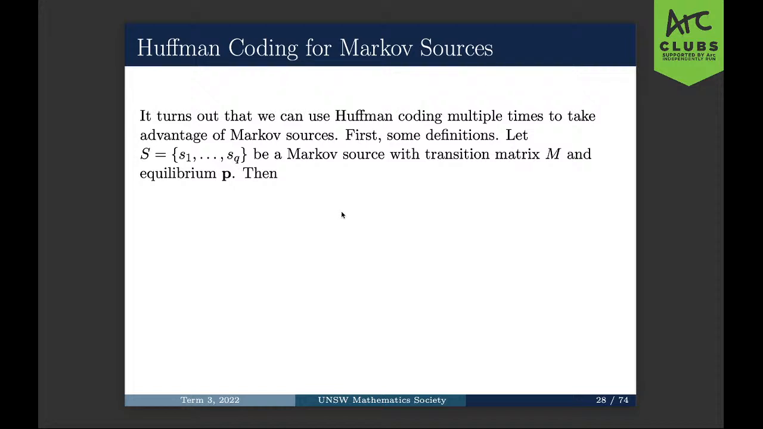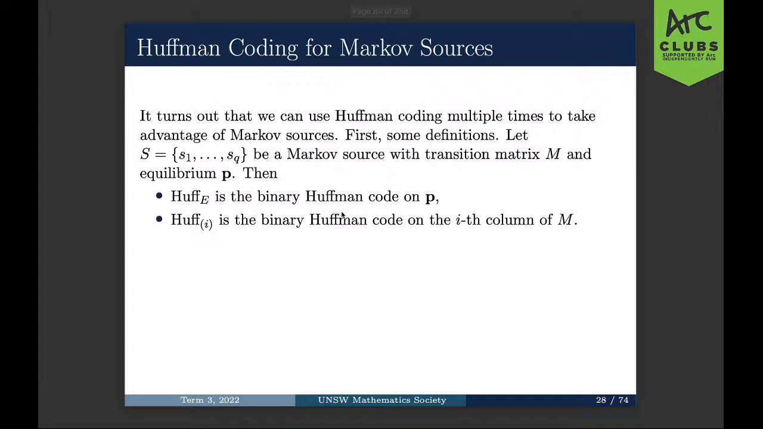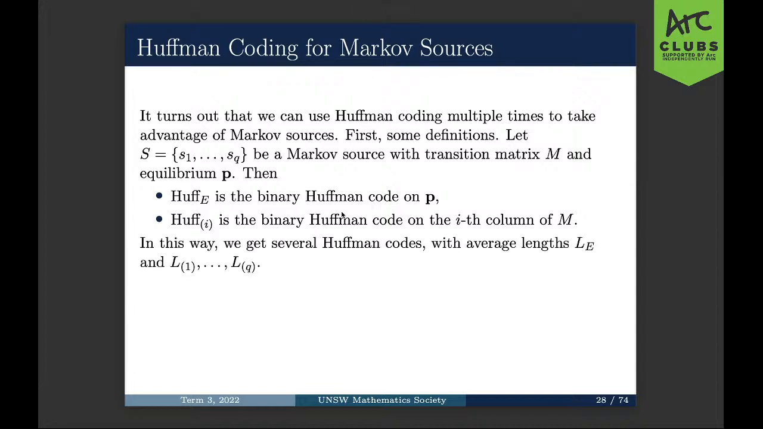If we let S be the Markov source with transition matrix M and equilibrium P, then we say Huff E is the binary Huffman code on the equilibrium probabilities. Huff i, for i equals 1 to Q, is the binary Huffman code on the ith column of M. So just reading the ith column of M as probabilities, the Huffman code based on those probabilities. If we do that, we get a bunch of different Huffman codes, and we denote their average lengths as LE and L1 up to LQ.